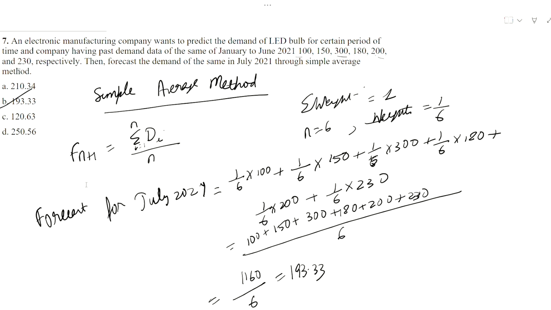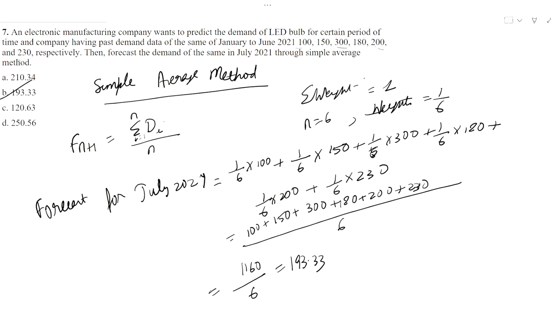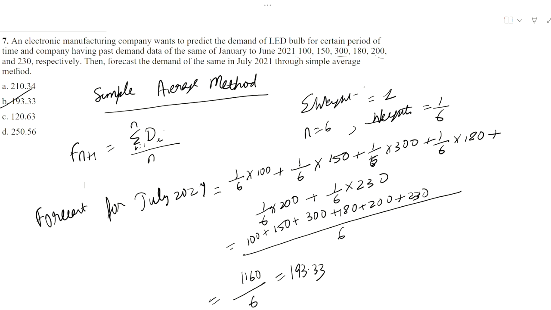where equal weights are given to the different months, and the forecast is found for a particular month. Here the forecasts for January to June are given, and the forecast for July has been asked. The weights are equal, so the summation of all the weights is equal to 1. Since n is equal to 6, each weight is 1 by 6. This is the simple average method.